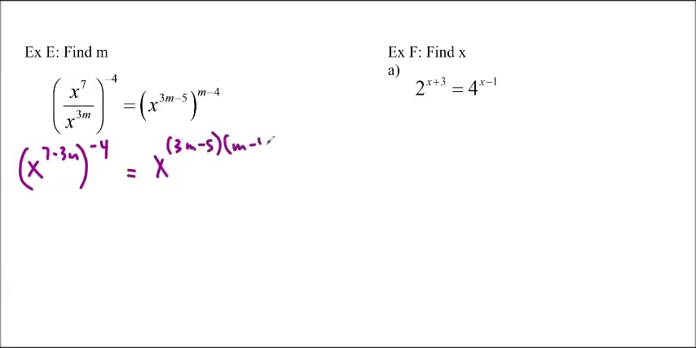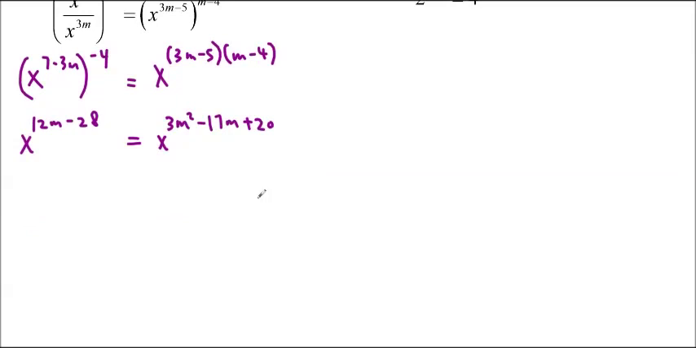So they're multiplied together. And I'm going to simplify that using the distributive property. So 12m minus 28, I just also change the order so that it'd be standard form, and this is going to be 3m squared minus 12 minus 5 is negative 17m plus 20. Okay, you could do the algebra on your own. If you find it difficult, you could just pause the video and figure it out on your own first.